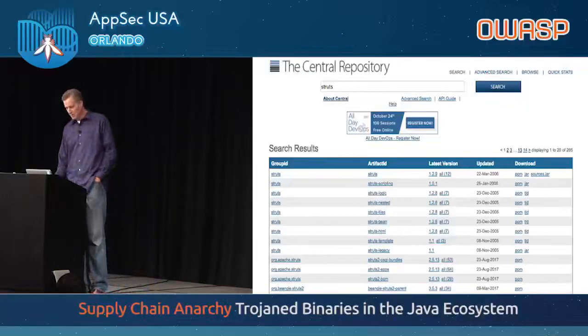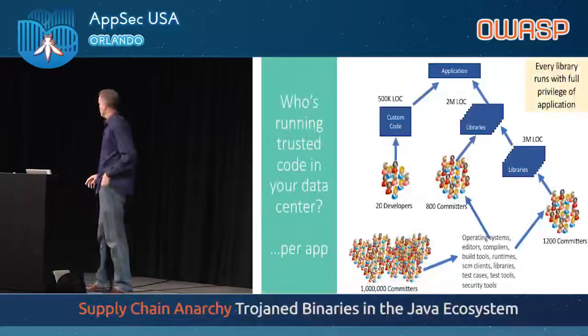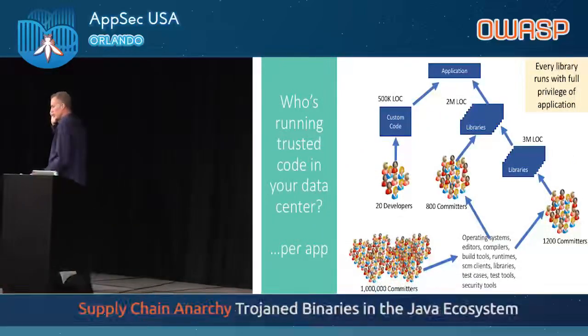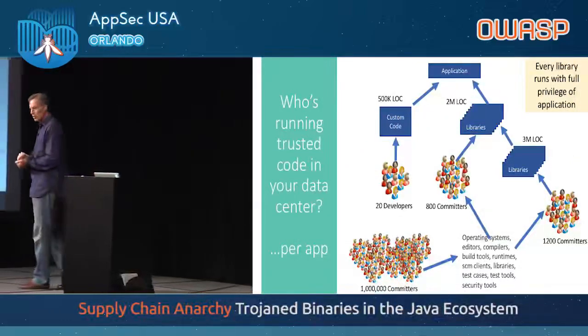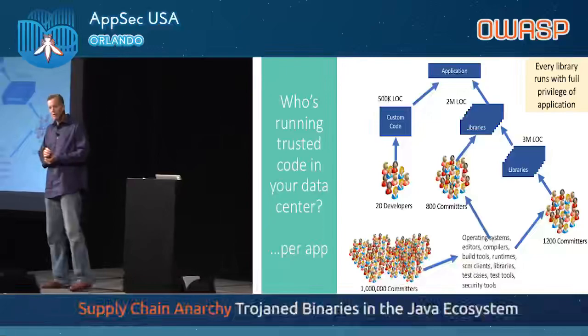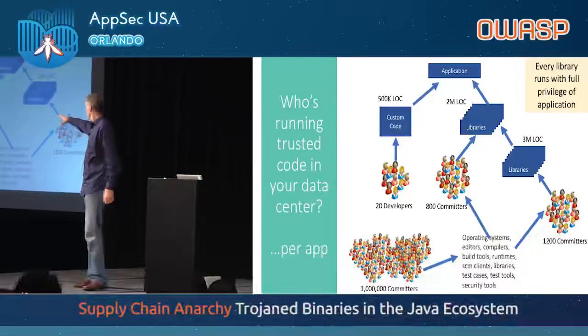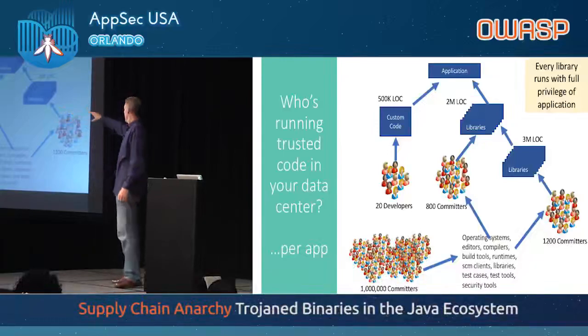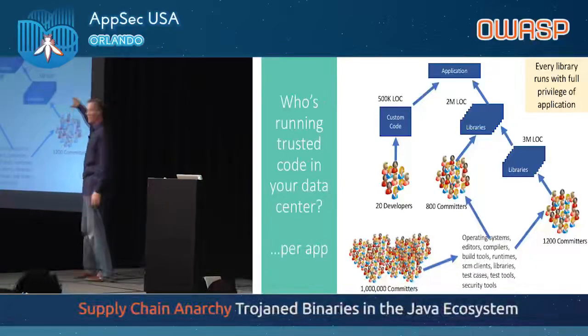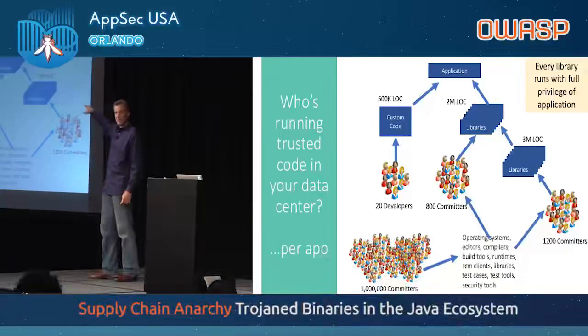That's not great. So I want you to consider the number of people that you are trusting to run privileged code in your data center. Surely it's your developers, a handful of them building code. It's all the committers to all the libraries that you're using, and all the committers to all the dependencies of those libraries. And so now we're up to probably thousands.